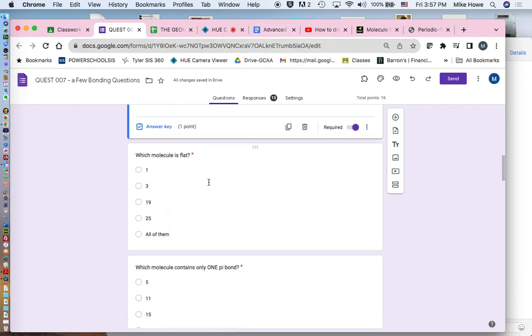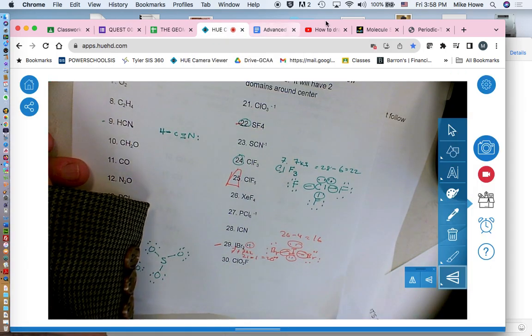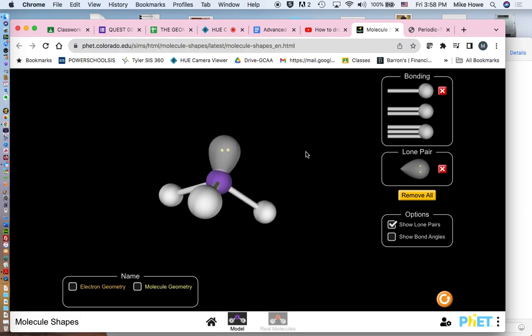Okay, this one says which molecule's flat. So we're going to do 1, 3, 19, and 25. So 1, 3, 19, and 25. Okay, I'll change papers here in a minute. So I've already drawn number 1. We're looking for the flat molecule. Here's number 1. That's not going to be flat. That's a pyramid. And take that off, and there it is. There's your pyramid. 3 shared and 1 unshared.